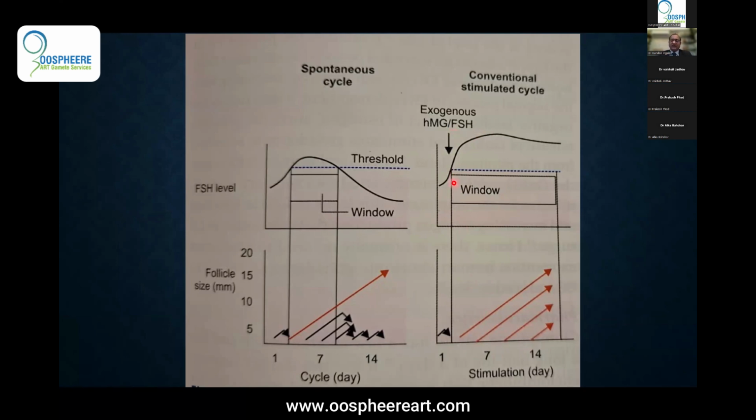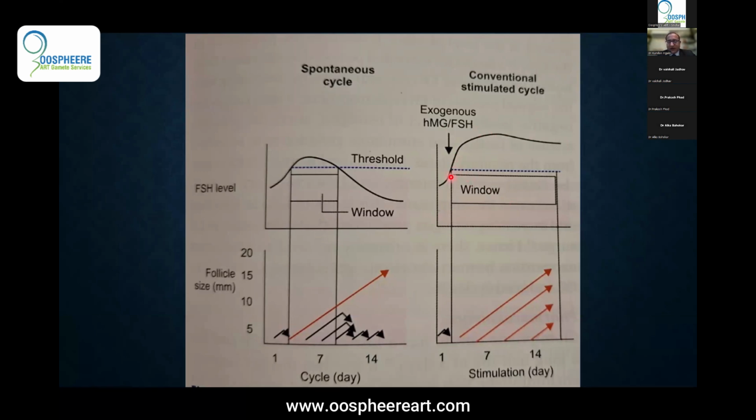Now, in IVF, we give daily injections of HMG or FSH. So we don't allow FSH to go down even if your follicles produce estrogen, because there is a daily FSH given. Remember that, that's very important. So the FSH window is no more a window. It only has a ceiling, which is kept like that for 8 to 10 days till you get a desired size of the follicle. So this is what is called a concept.